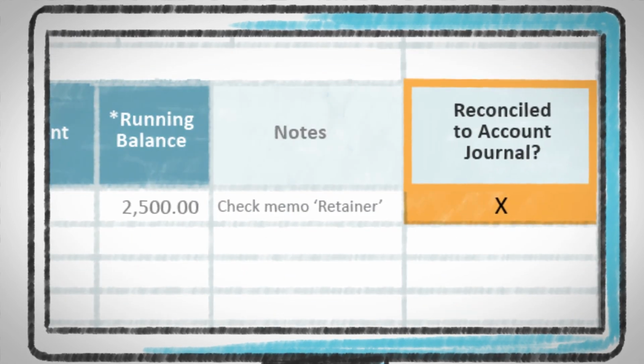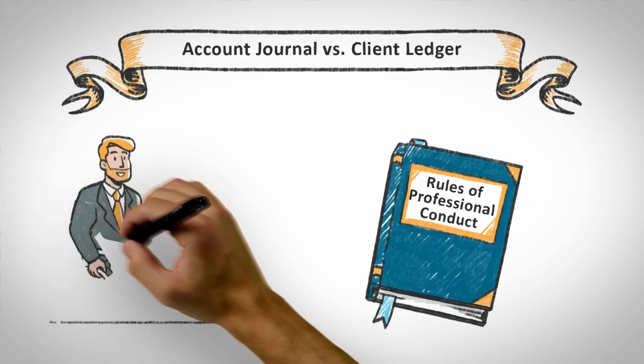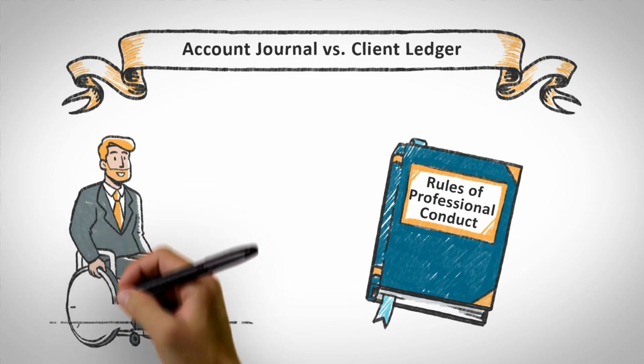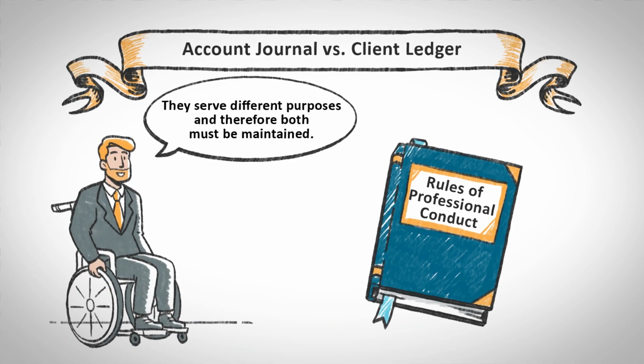Note that unlike the Account Journal, which has 2 reconciliation columns, there is only 1 reconciliation column in the individual ledgers, and that is reconciled to the Account Journal. This column is used during the reconciliation process to check each transaction to the Account Journal. The Account Journal and the Client Ledger contain much of the same information. However, they serve 2 different purposes, and you must maintain both of them.